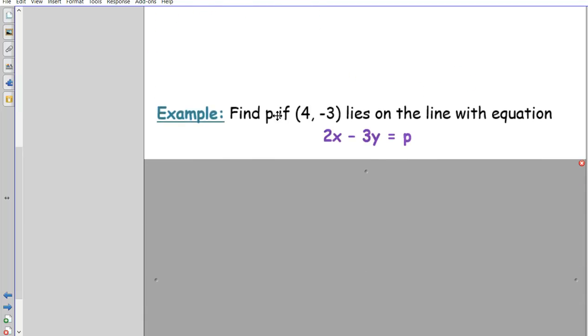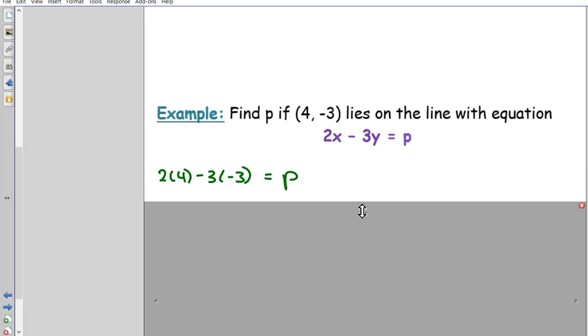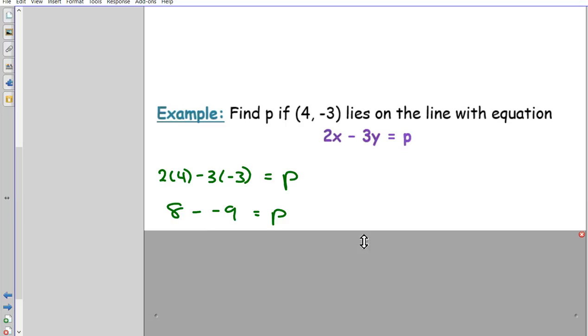Different kind of one. Find the value of P if (4, -3) does lie on the line with this equation. Basically, if this coordinate does lie on the line, you can sub it in and that will give you your answer for P. It's pretty easy then. Substitute in x equals 4, y equals -3. Make sure to show the initial substitution step. Then do some calculations. 2 times 4, what's that? And you can also do 3 times -3. What is that?